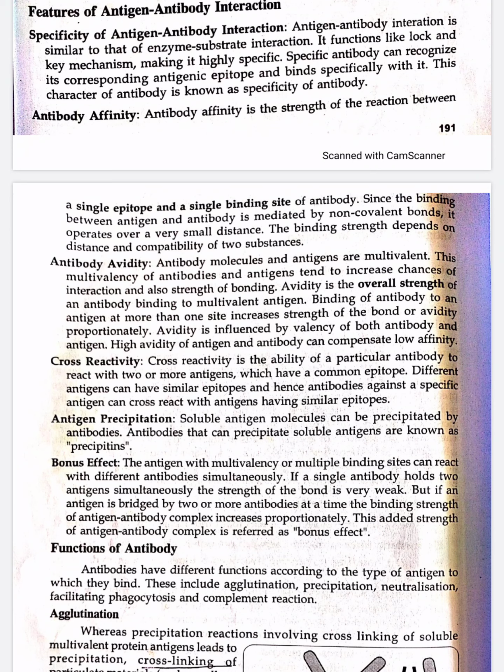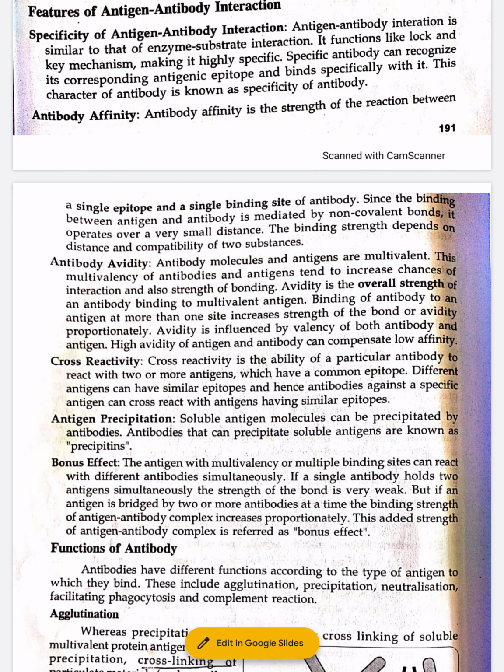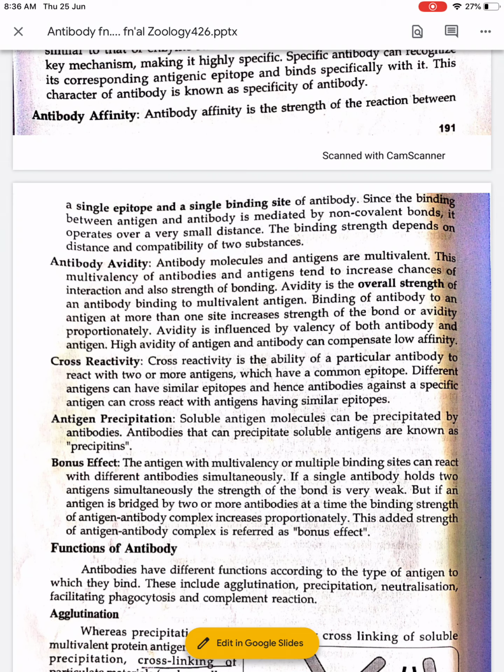Next is antigen precipitation. That speaks about when an antigen is soluble, an antibody binds with the soluble antigen and forms an insoluble complex. The antigen antibody complex formed is insoluble. Now I can call that insoluble complex a precipitation, and the antibody which is responsible in this reaction can be named as precipitin.